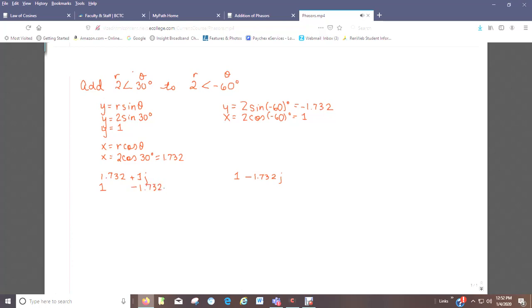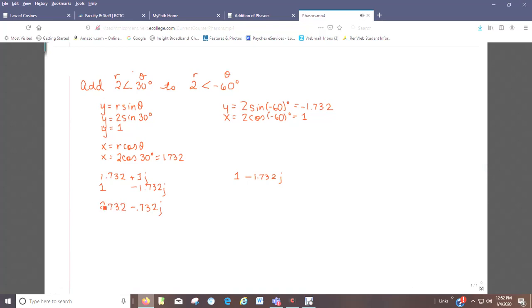So I'm just going to line them up. So I'll add the numbers to the numbers here. That's going to be 2.732. And the 1 plus the negative 1j gives me negative 0.732j. Now let's switch this back to polar coordinates since we began in polar coordinates.